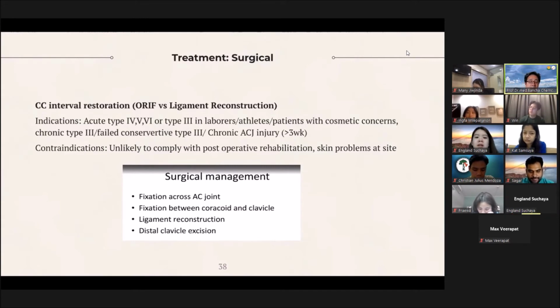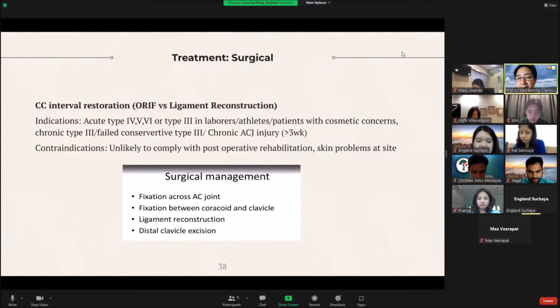There can also be use of hook plates or other techniques, such as an open or arthroscopic technique of ligament reconstruction, or distal clavicle resections, the intramedullary AC recon. Yeah. So actually, you don't need to know the details of the surgery.